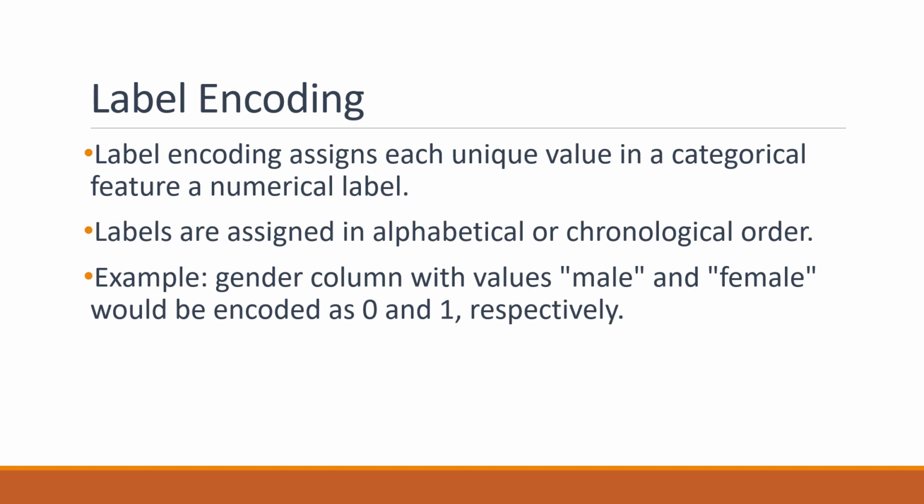Label encoding is a technique for converting categorical features into numerical labels. Each unique value in a categorical feature is assigned a numerical label. For example, if we have a gender column with values male and female, we can assign labels 0 and 1 to these values respectively. The labels are typically assigned in alphabetical or chronological order.